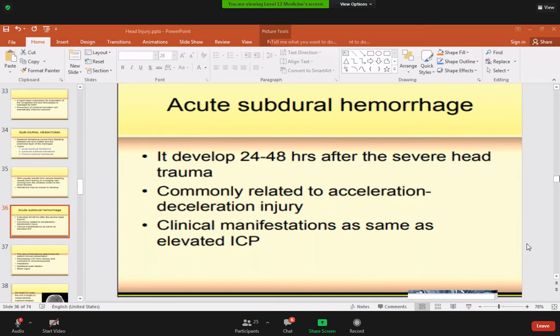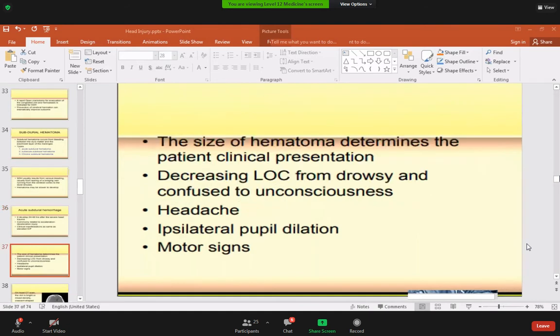So these patients after trauma, they don't present earlier, because these hematomas are slower to develop. They are gradually increasing and causing symptoms. So when the elevated ICP reaches a level that causes pressure on the brain, the patient presents with symptoms. The size of the hematoma actually determines the clinical presentation. This could be a decreasing level of consciousness, and the patient may be drowsy, confused, to unconscious. So this whole spectrum can be seen depending on the size of the hematoma.